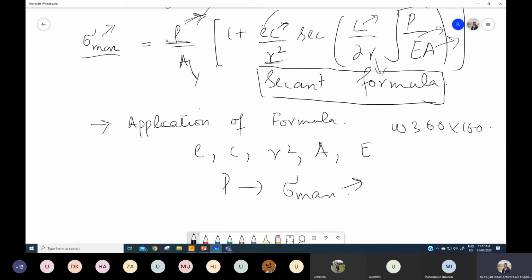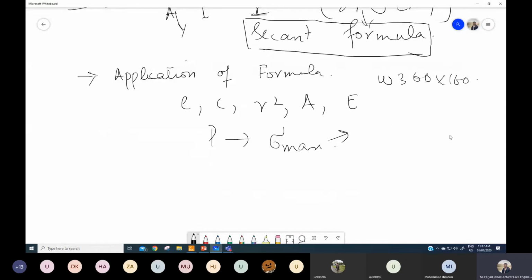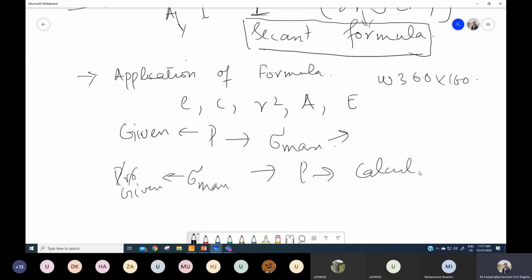But in the case when this maximum stress is given to you, the first case is that the load is given and sigma max is to be calculated. So you can just simply substitute all the values into that equation and get the value. But the second case is that if you have been provided with sigma maximum and you are supposed to calculate this P, then how will you do that?